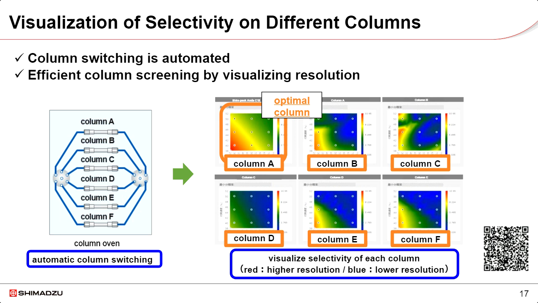So in this example, column D would not be one that would be a likely choice. Columns E, F, B, and C do have some regions where we see that red color indicating good separation, but we always want to have as large of a space covered by good separation as possible. That comes to robustness, as we'll discuss soon.